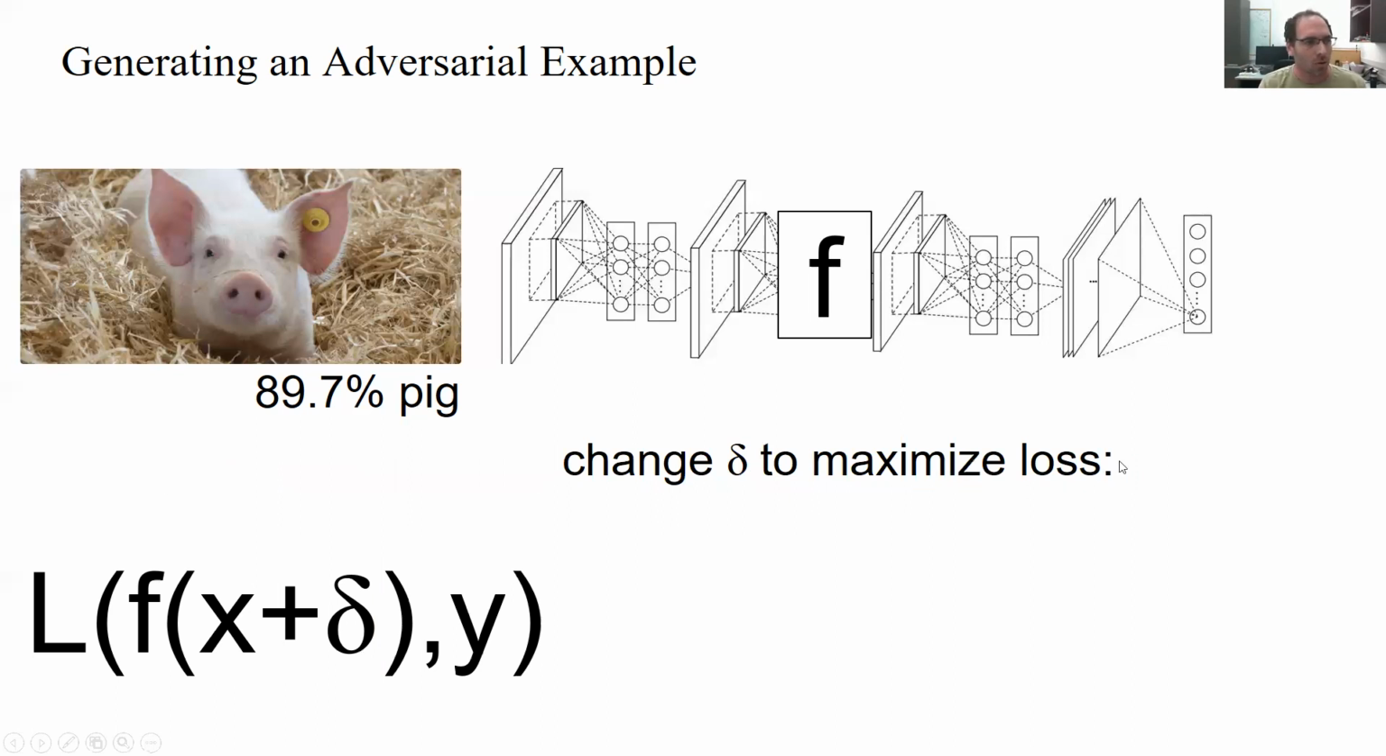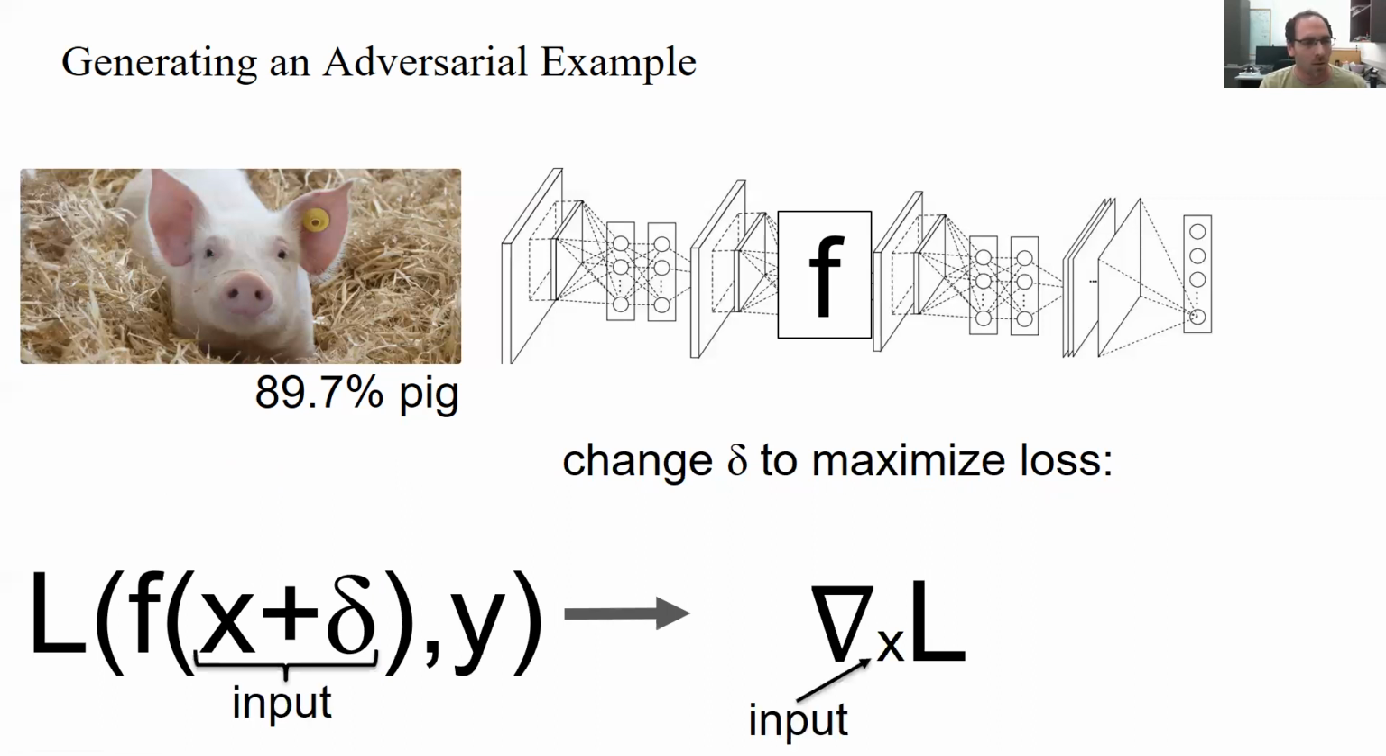And how are we going to do that? We are going to follow, again, the gradient of the loss, but note that this time, we take the gradient with respect to the inputs, not the parameters. We don't have any parameters anymore. So we're only going to change the input, actually only going to change the delta, in order to make the classifier act worse on this image.